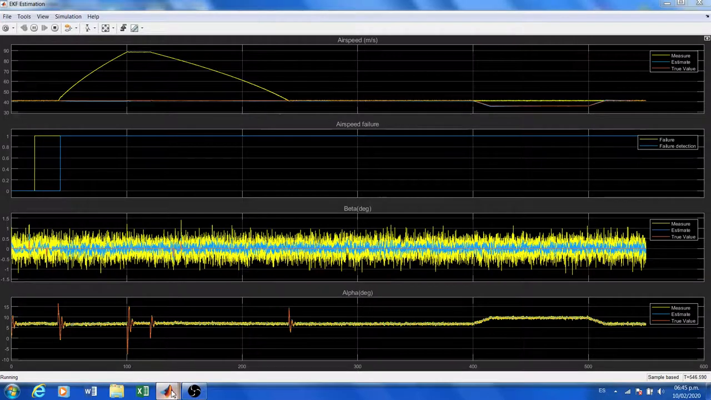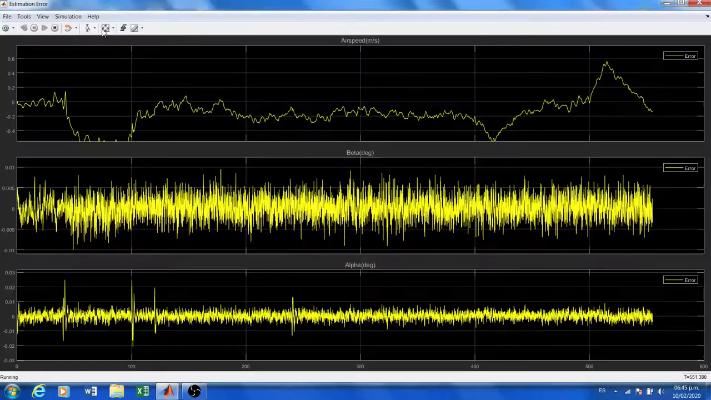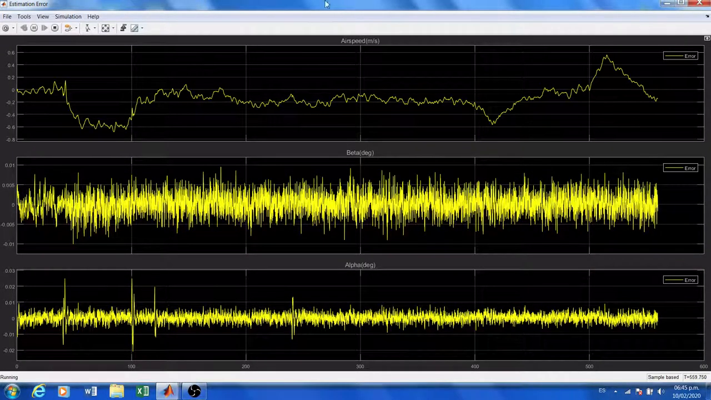Okay, let's go to another graph. Estimation error. It's in the airspeed. You see, it's very low. It's below 0.6 meters per second. The maximum estimation error, you see, is during the acceleration, when it accelerates and decelerates, but it lowers again just when the estimator converges. Look, the beta angle, very low error, and the alpha, the angle of attack, is also a very low error in the estimation.